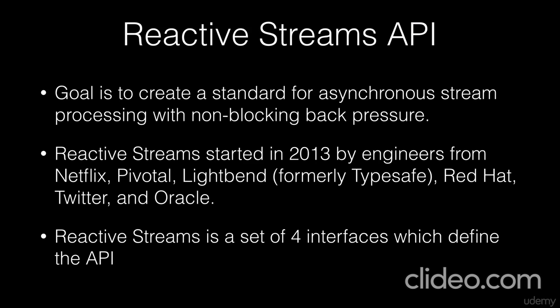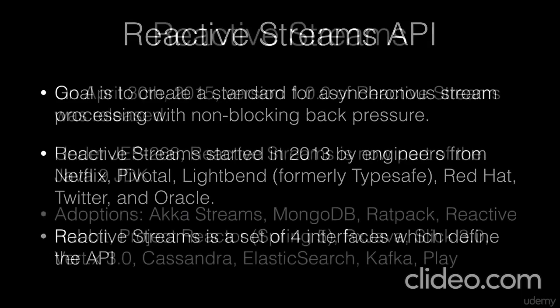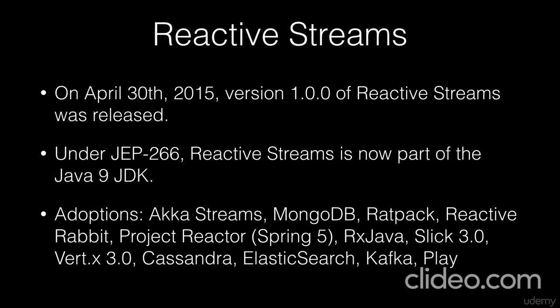And then the Reactive Streams API is actually just a set of four interfaces which define the API, and then there's a specification about the behavior we expect in the implementation of those interfaces, but I'm not going to get into that. The 1.0 release was done in 2015, and what's notable is that under JEP 266, Reactive Streams is now going to be part of the Java 9 JDK. So that will be a fully recognized feature inside of Java 9, and that is going to be there in the future.